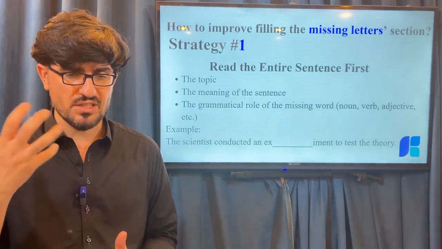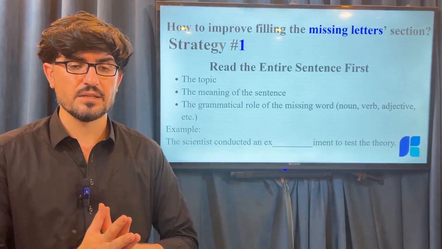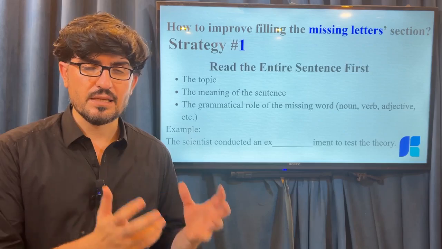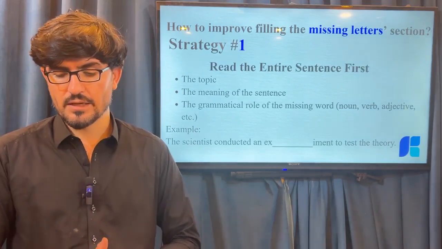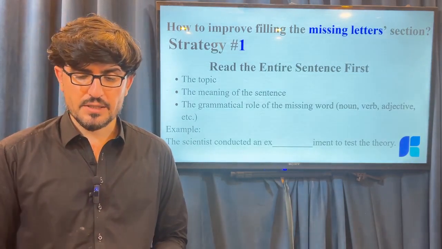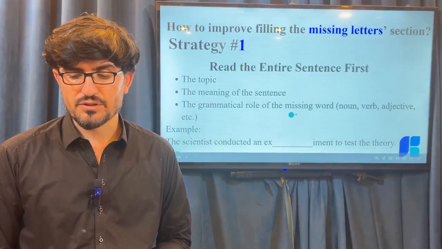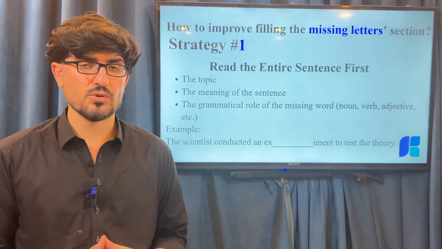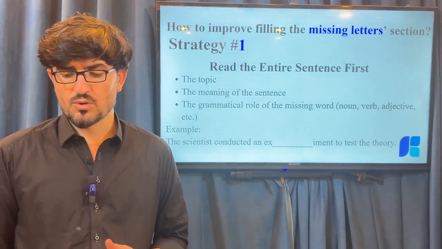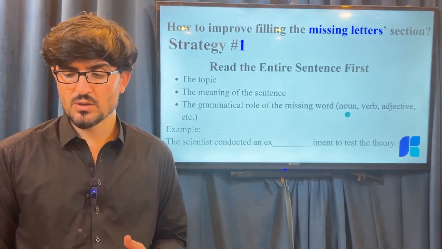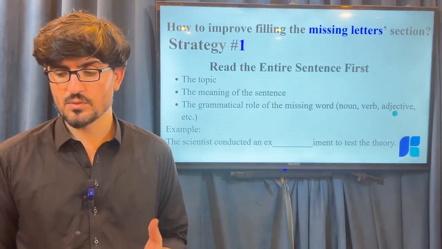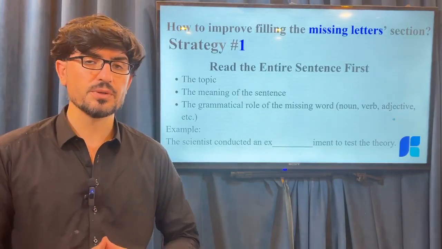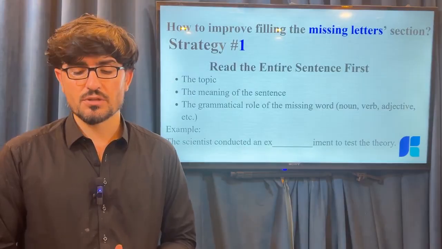Sometimes we should think a little bit about what the text is about, for example history or psychology, or what kind of text it is. And the third point is the grammatical role of the missing word. You should think a little bit about the grammatical role of the missing letter or word. For example, is it a noun, a verb, or an adjective? That could really help you to score well on the TOEFL iBT.